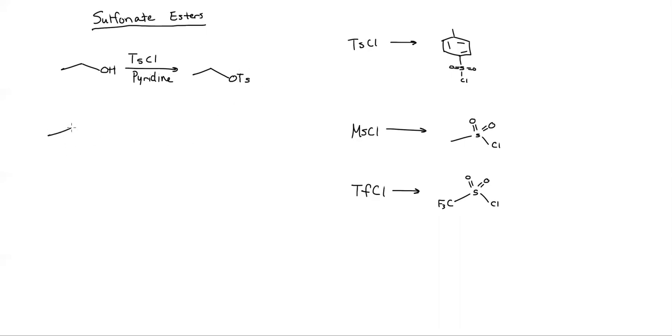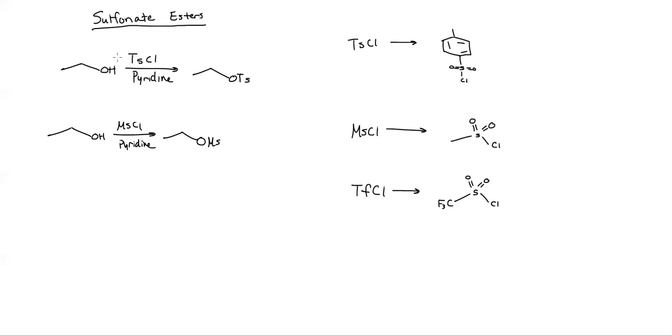So let's do this with MsCl and pyridine. Then all we're going to get is OMs. Same thing with TfCl, right? I could use TfCl and that would give me the exact same thing. Like I said, all three of these are fantastic leaving groups.